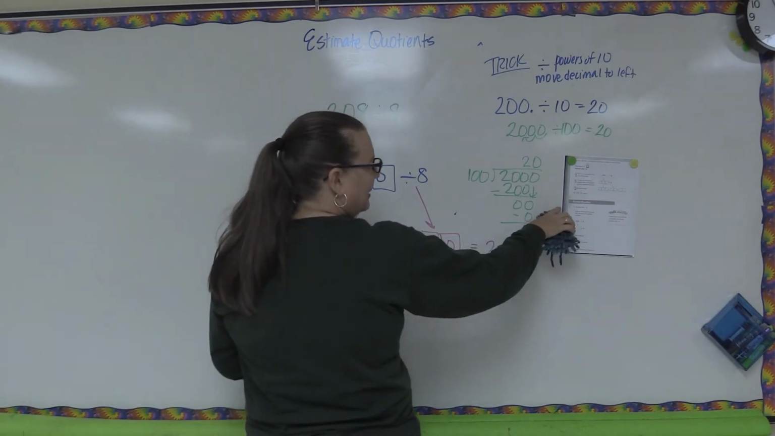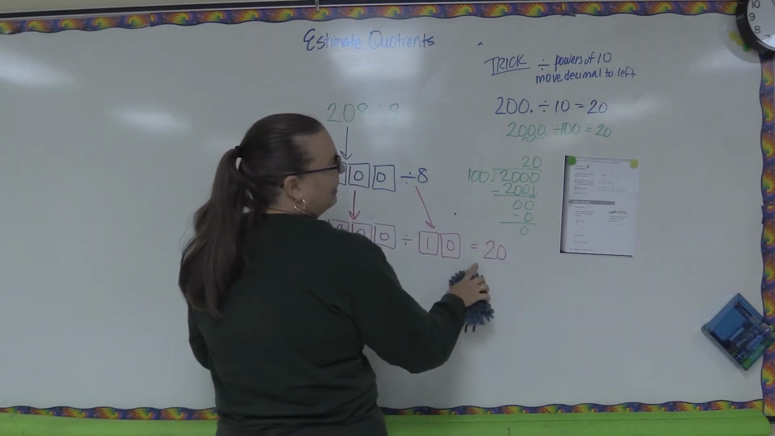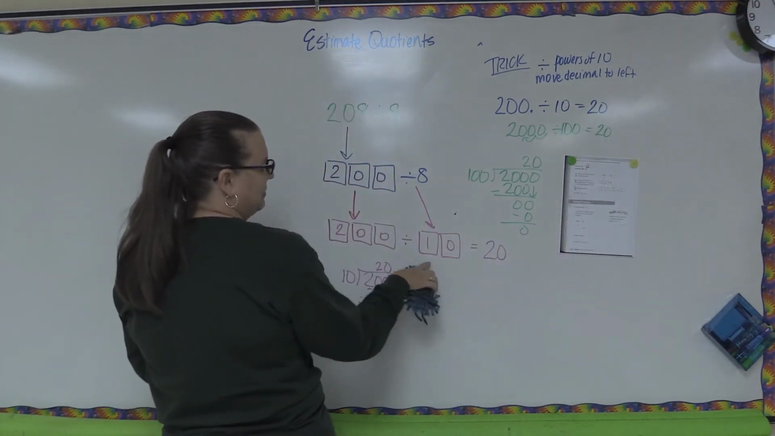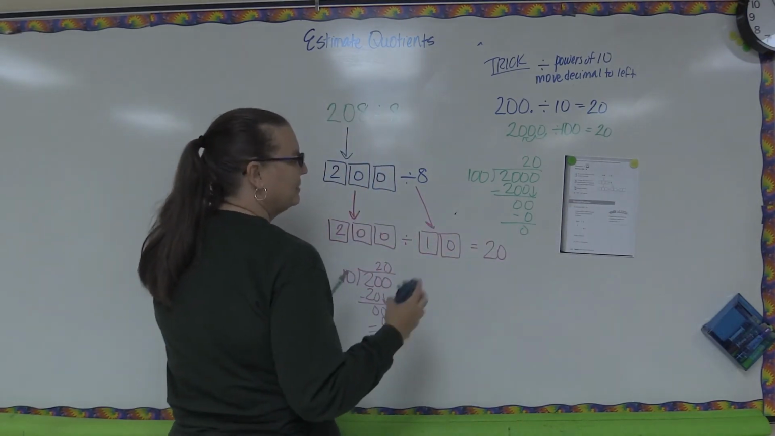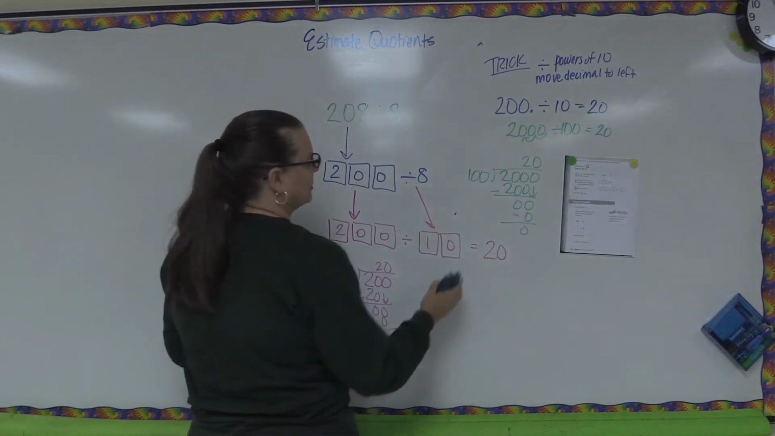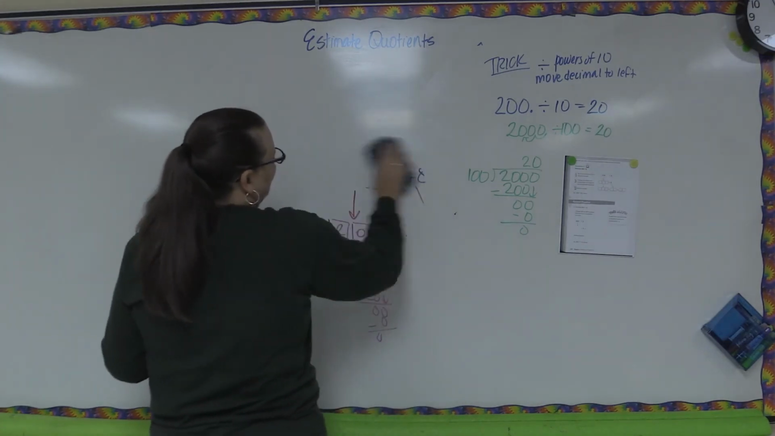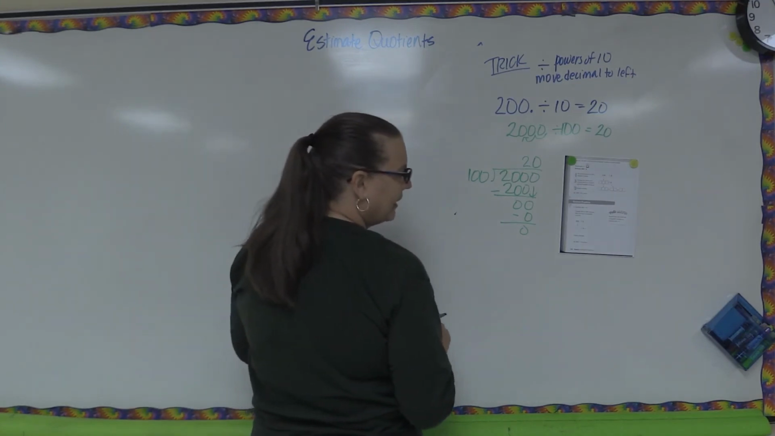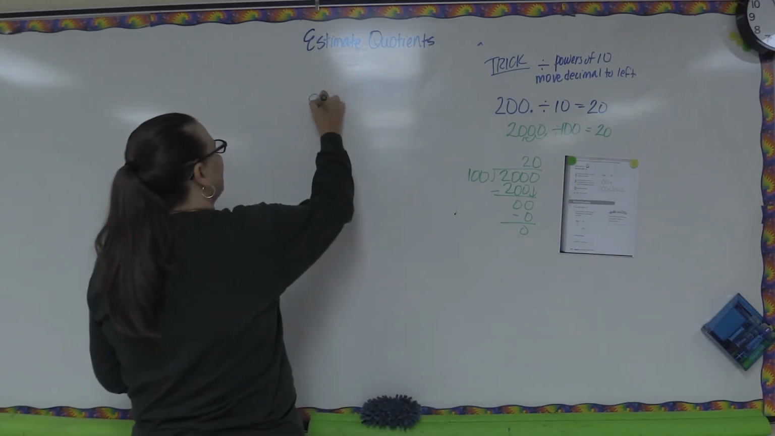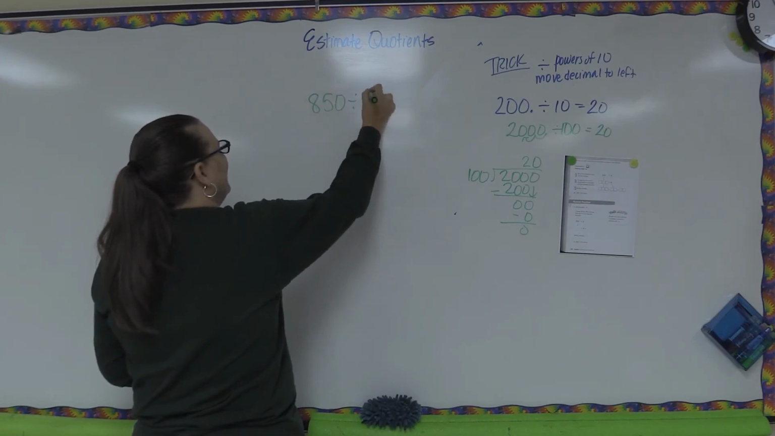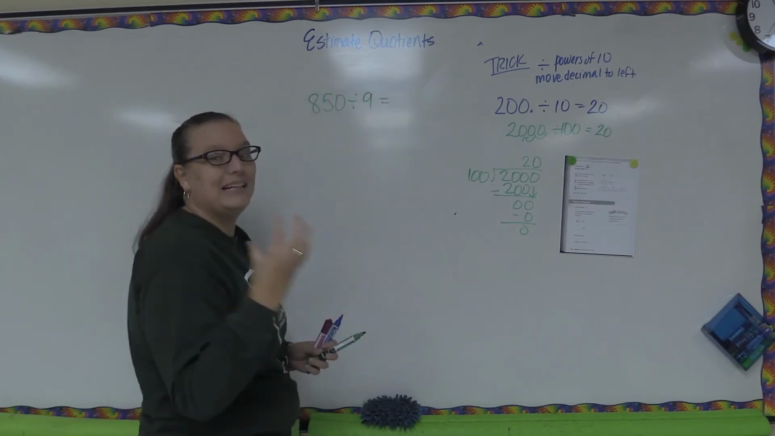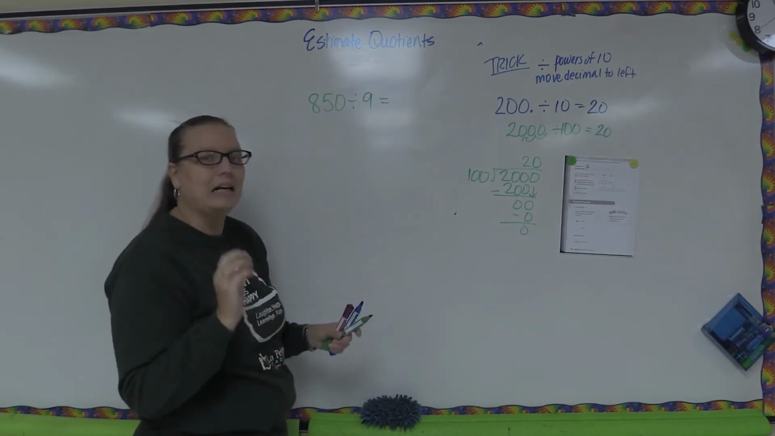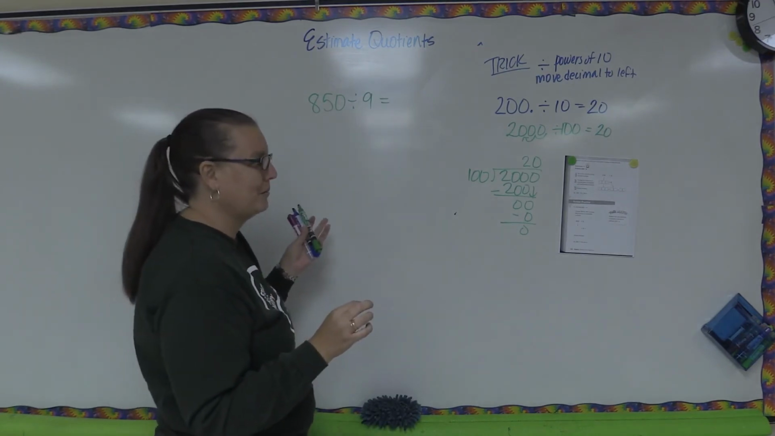Down here, our answer to that problem was about 20. So 208 divided by 8 is about 20 because we estimated these numbers, rounded them, did whatever we needed to get some compatible numbers. Let's take a look at the last one on this page. So we have 850 divided by 9. I am already thinking multiples of 9, or maybe multiples of 10, because 10 is a lot easier to divide with than any of these other numbers.